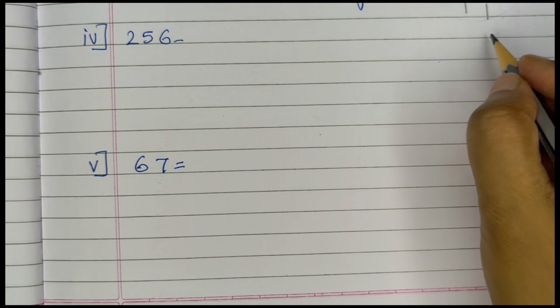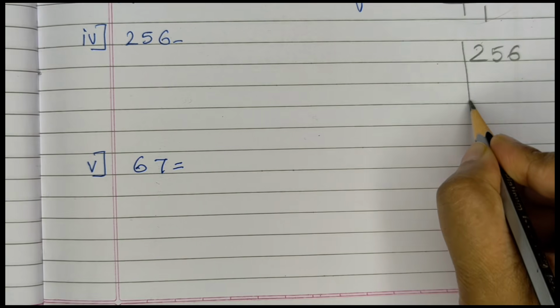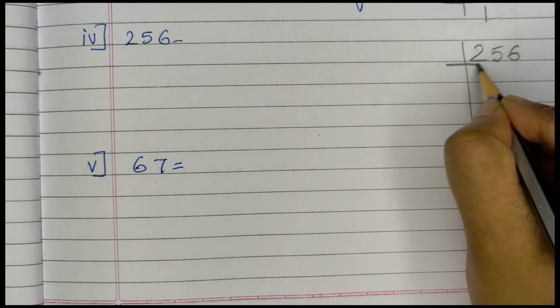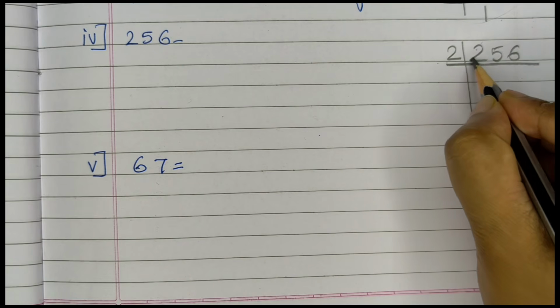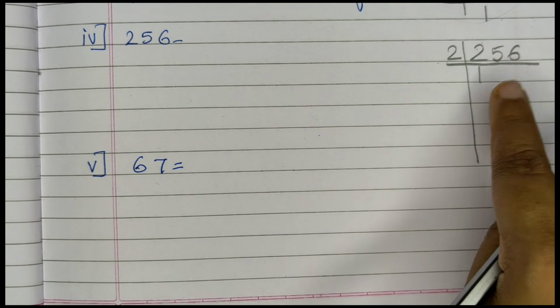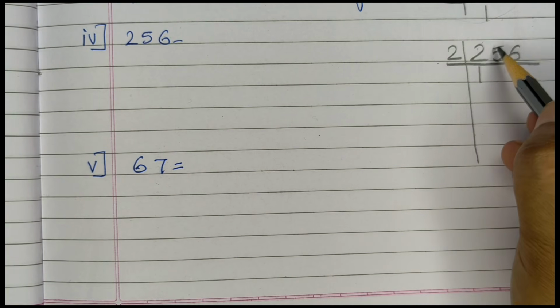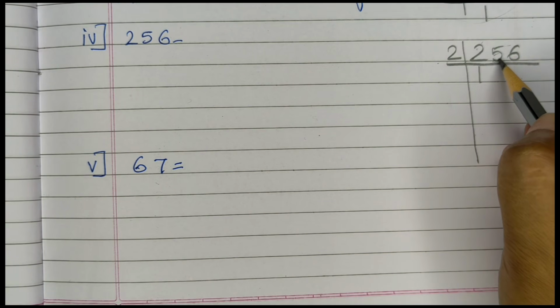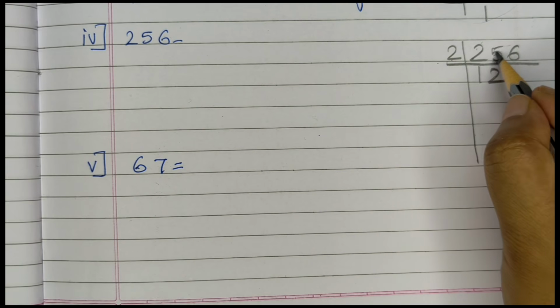So see here, 256. Last number is what? 6. Again, that means we can take the 2 times table. 2 1s are 2. Next number is 5. Less than 5 in the 2 times table is 2 2s are 4. We cannot take 6 because it will be more than 5. So we take 2 2s are 4 in this.